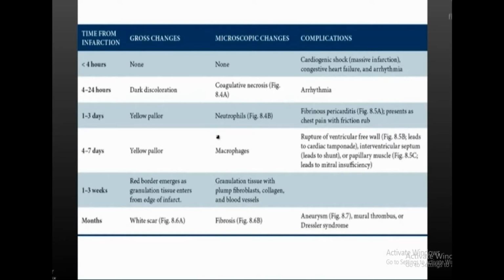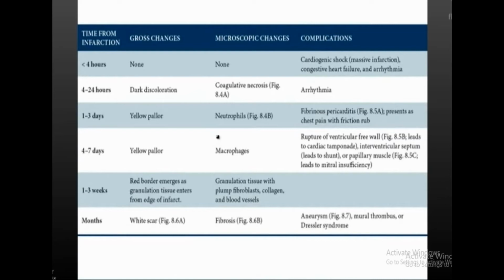And next, the macrophages come into play. What happens when macrophages come? When macrophages come, rupture will happen. Just remember, when macrophages come, rupture will happen: rupture of the ventricular free wall, rupture of the ventricular septum, and rupture of the papillary muscles.